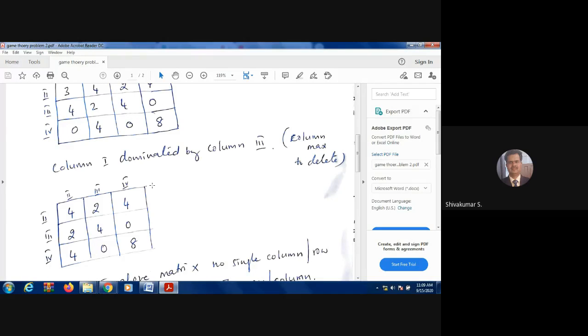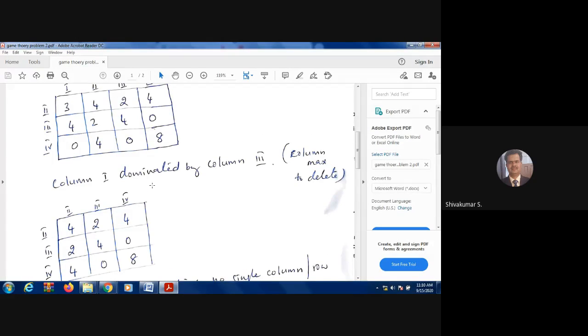Check the columns. First column: value 4 is greater than 2, but 2 is less than 4. Similarly for the second, third or fourth column. So all values are mismatching now. So you can't apply the dominance rule here for any columns or rows. Okay, you are now getting 2, 3, 4 for player A and 2, 3, 4 for player B. You are getting 3 strategies for B and A.